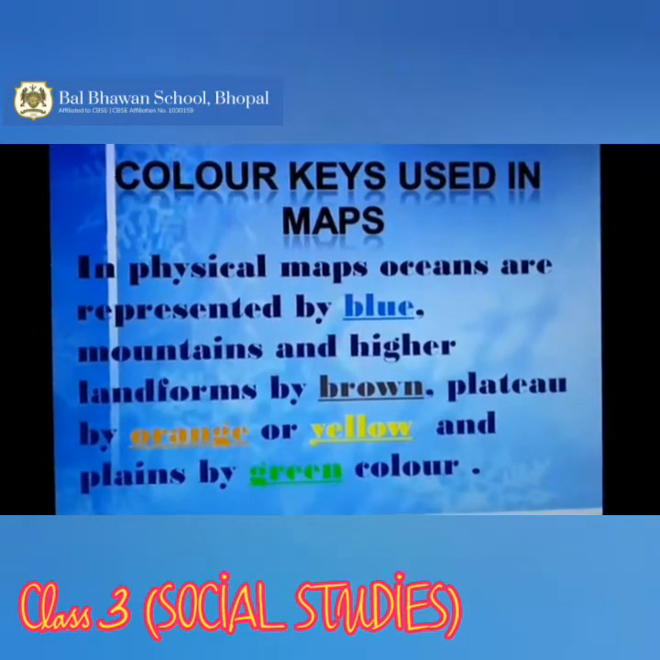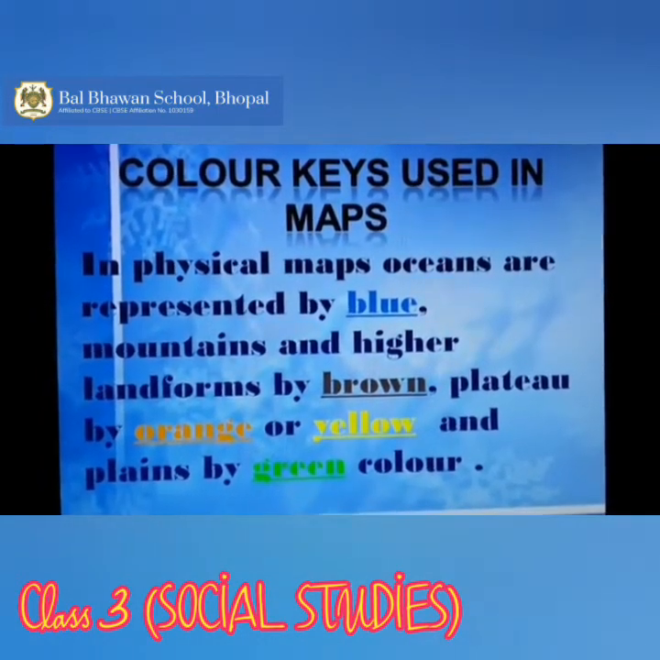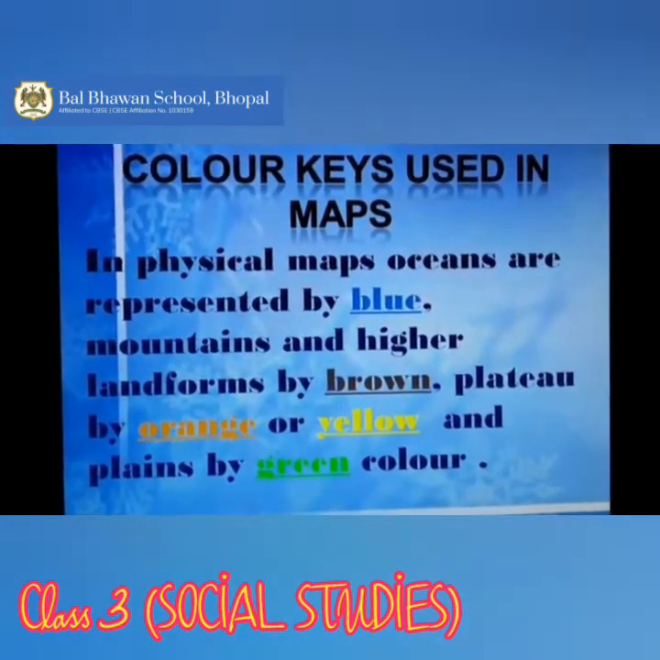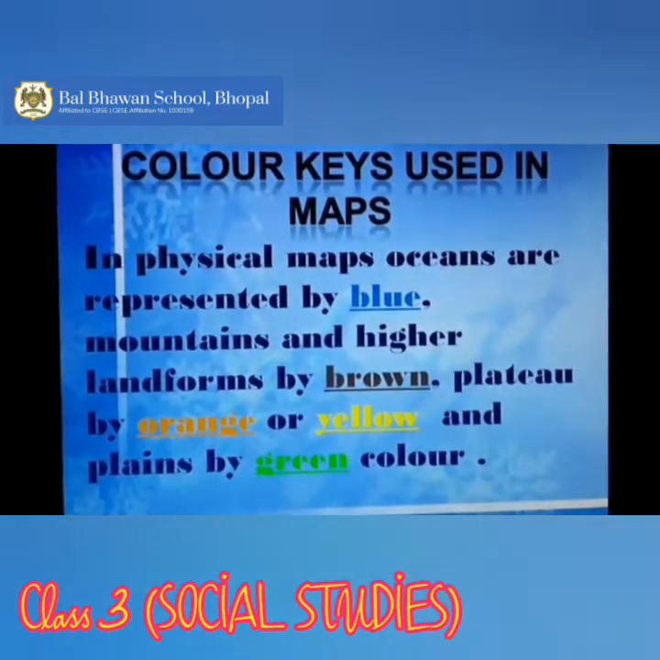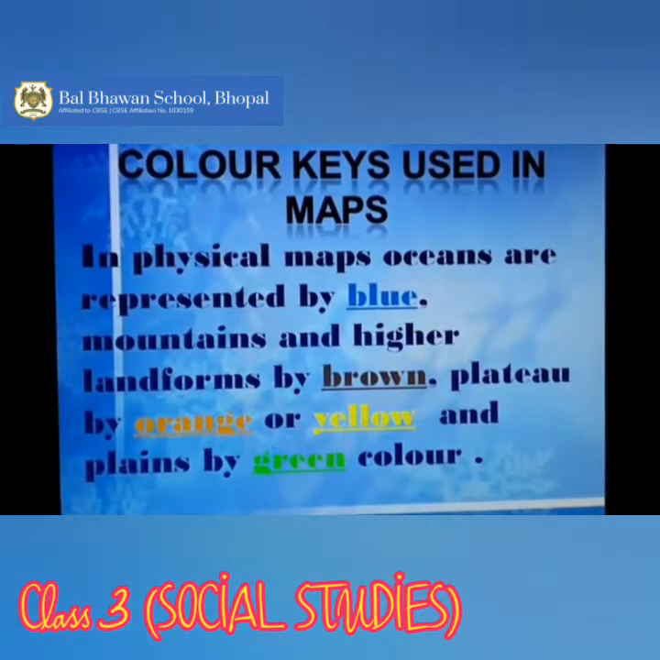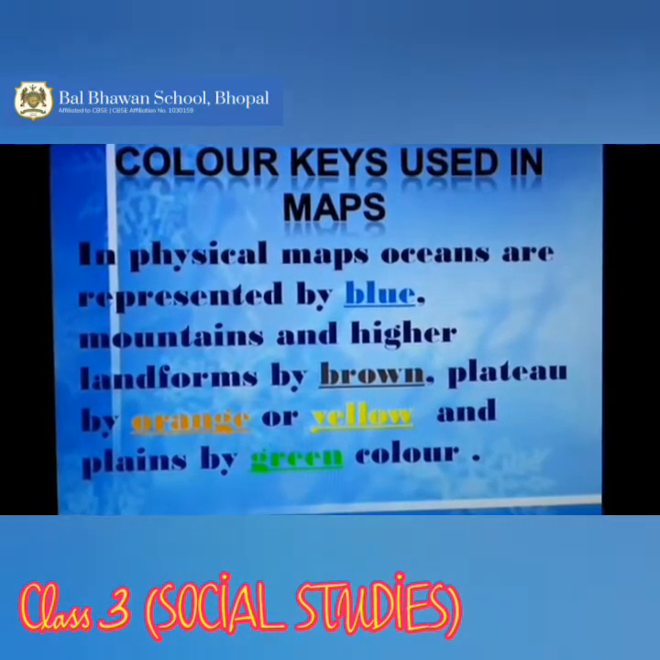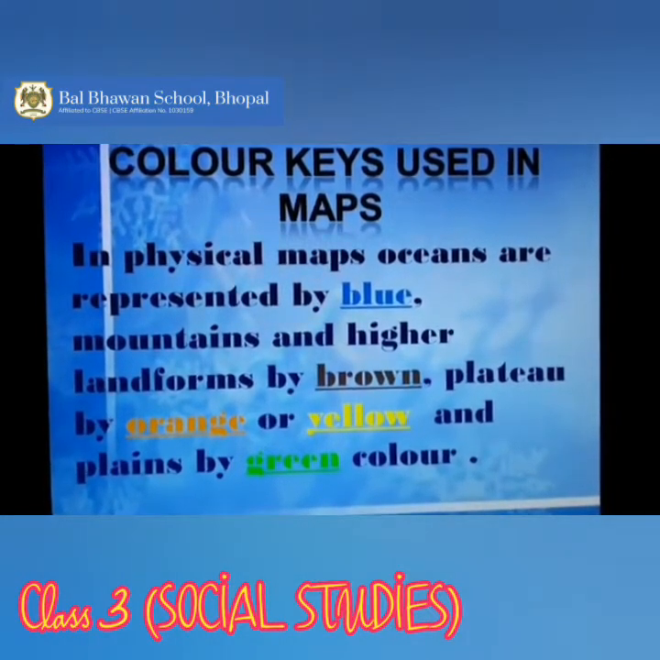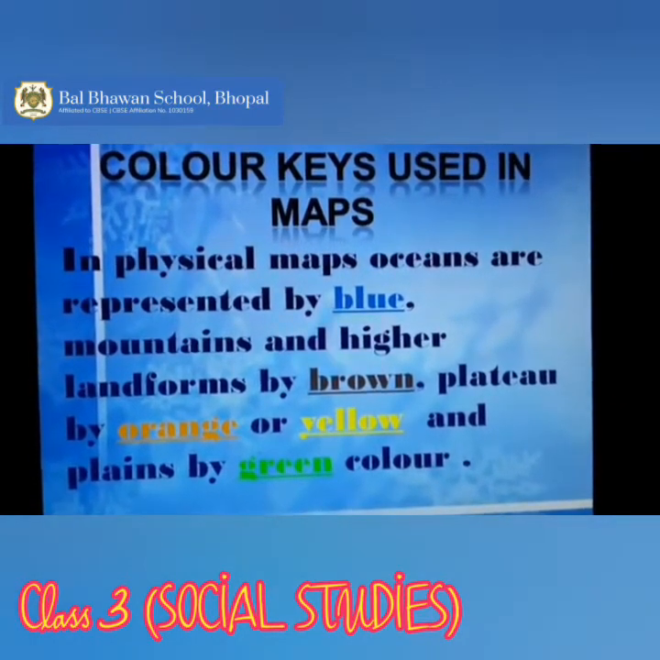Now children, different color keys are used in maps. Like in physical maps, oceans and rivers are represented by blue color. Then mountains and higher landforms are represented by brown color. Plateaus are represented by orange or yellow color, and plains are represented by green color.